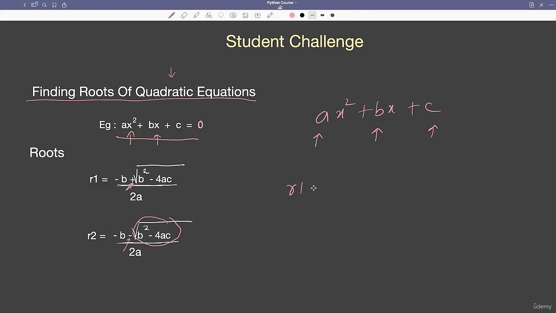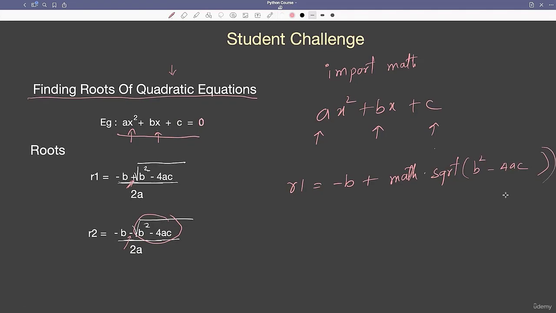First root 1 is minus b plus square root of. For square root, you have to import a module, that is math. Import math in your program. When you import that, then you can use the math.sqrt function. Inside this you have to write b square minus 4ac, and this entire thing should be divided by 2a.